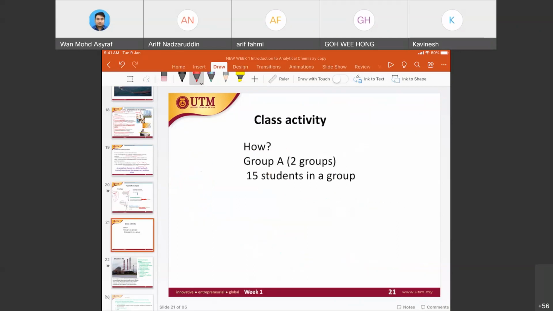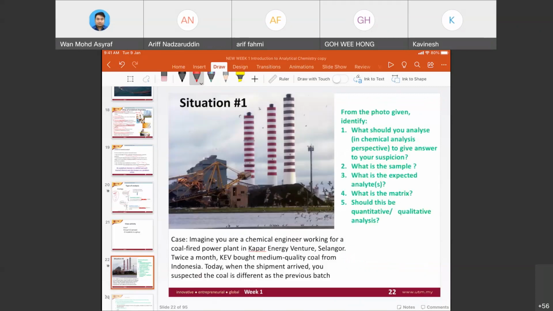Okay, this is class activity. Tapi tak apa, kita continue je untuk class activity ni. Okay. Tak payah buat group class activity tu. Okay. So, kalau kita tengok situasi yang pertama ni. From the given photo, what should you analyze? Okay. This is the case lah. Kita tengok case. Kita baca case dulu.